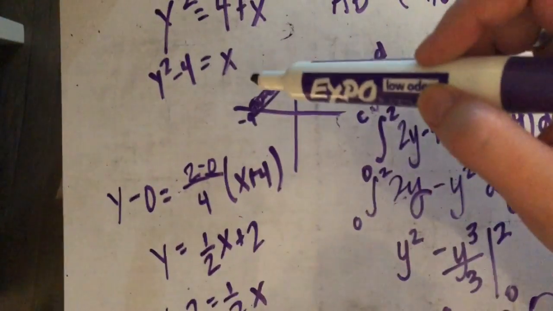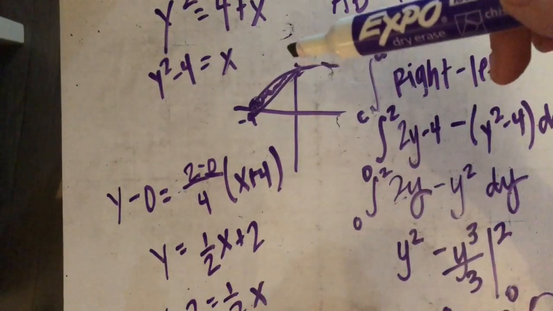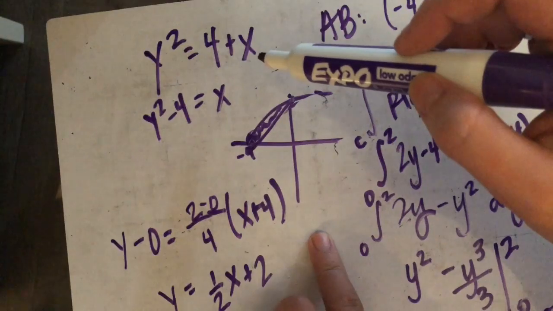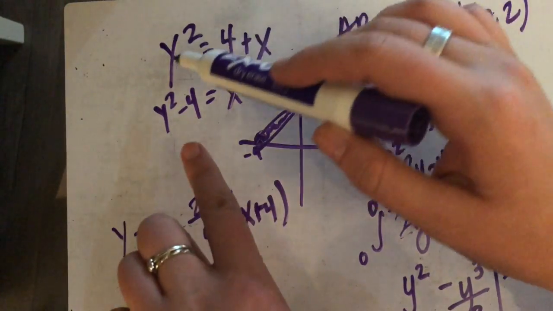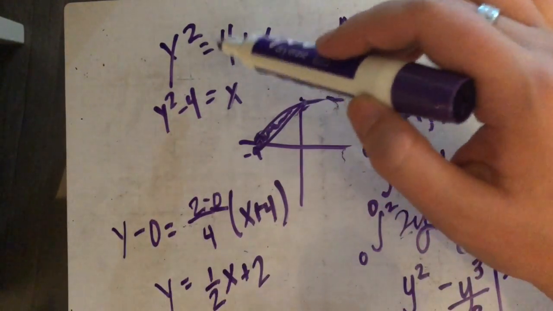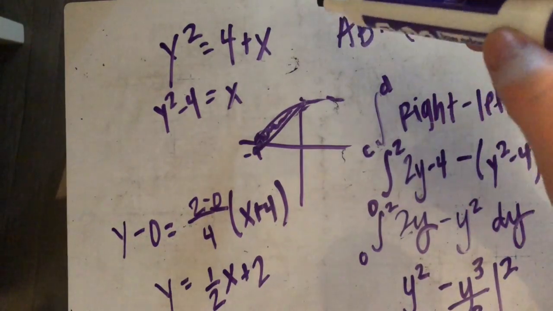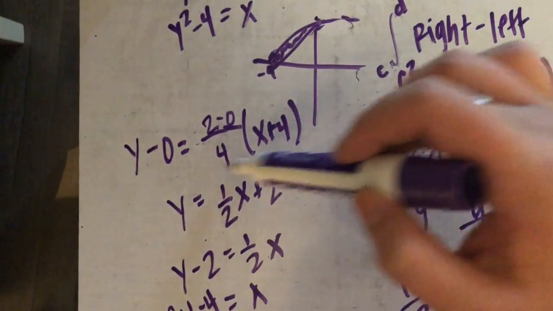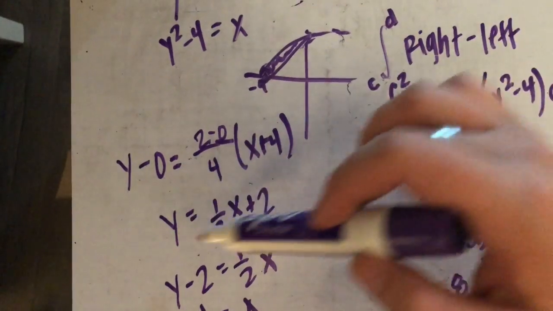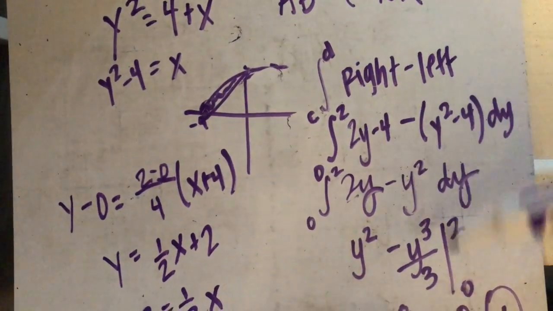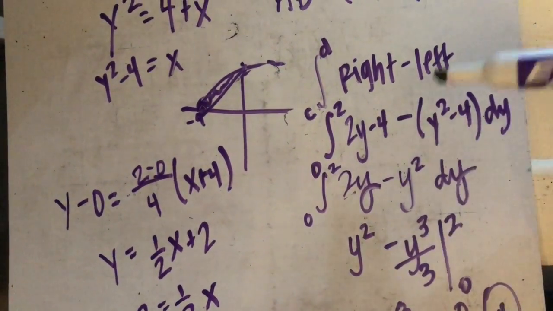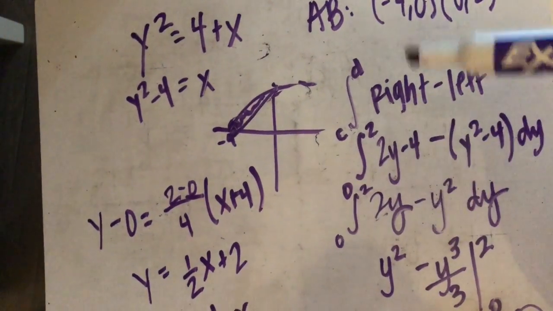So some of you might be wondering, well, could I have done this in terms of x? Yes, you could have. You just would have had to get this y by itself, so you would have had y equals the square root of 4 plus x, and then we would have kept this one here. They're just a little bit more complicated equations. So our integral work would have been a little bit more advanced over here, but that's okay. You could have done that.